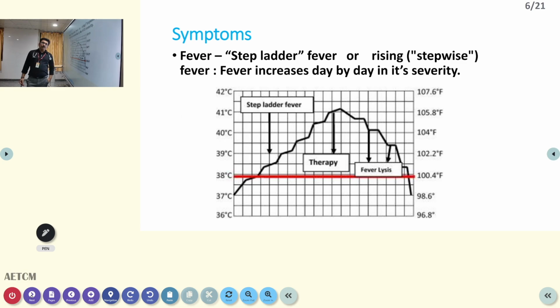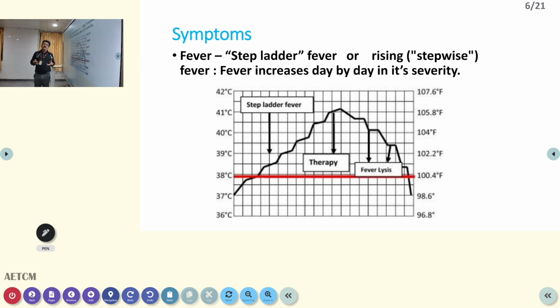Now, the most important clinical finding in typhoid is a type of fever called step ladder fever. It is something like that. Step ladder means typically it will not be like what you are seeing in the picture. In any other fever, take the example of dengue fever or leptospirosis. In dengue fever, every day the patient will have high degree fever, but after 2-3 days slowly it comes down.